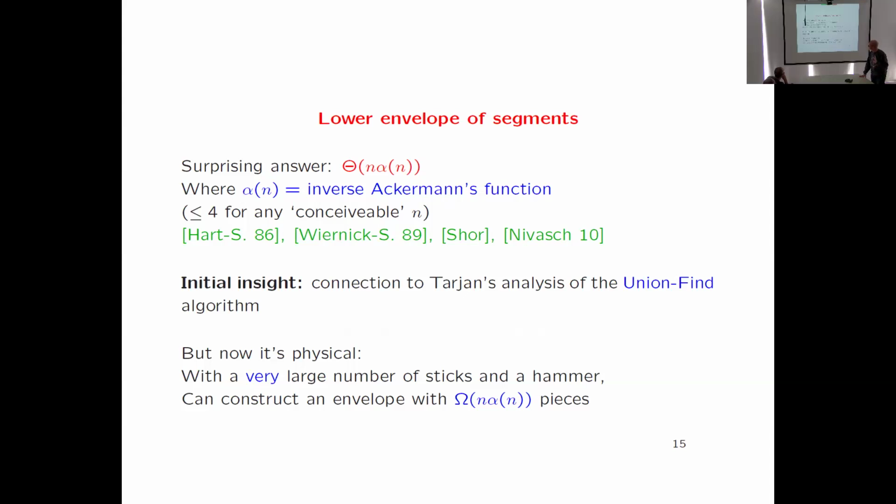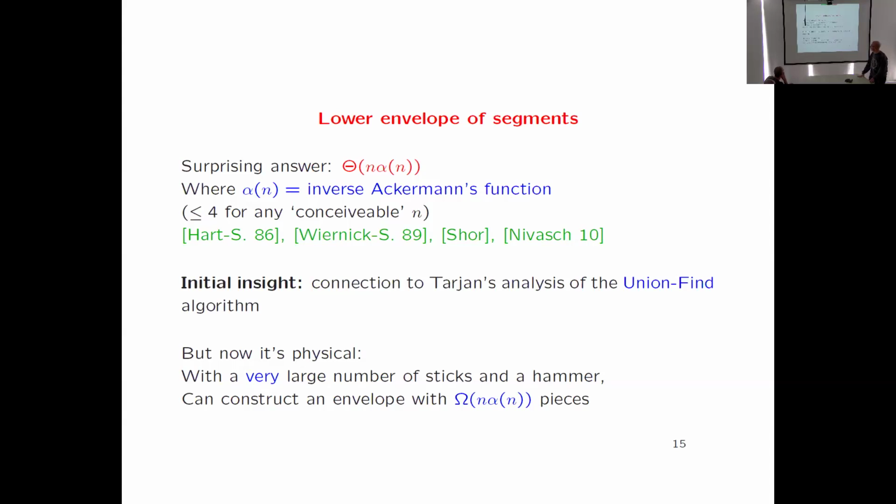So the answer, hopefully some of you have already faced these things, is proportional to n alpha(n), with a rather small constant of proportionality, something like 2. So the lower envelope of n segments will have at most n alpha(n) pieces, where alpha(n) is the inverse Ackermann function. It increases to infinity as n grows, but very, very, very, very slowly.